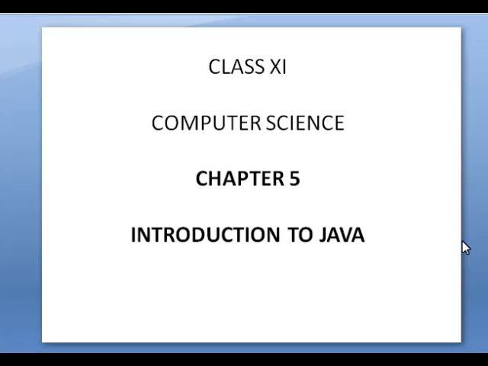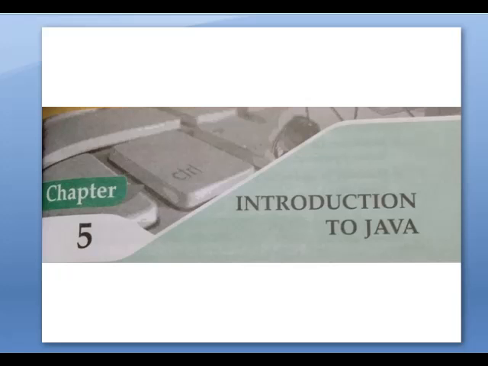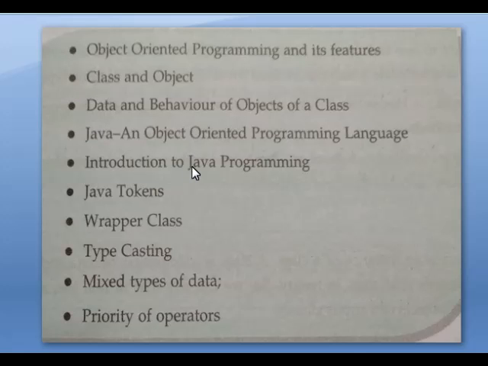Students, now we are going to study the introduction about Java. This is in your book chapter number 5. In this chapter we are going to cover all these portions: object oriented programming and its features, class and object, data and behavior of object of a class, Java as an object-oriented programming language, introduction to Java programming, Java tokens, wrapper class, typecasting, mixed type of data, and priority of operators.